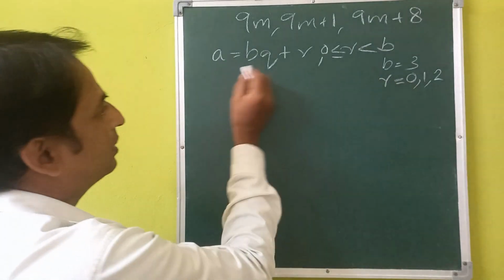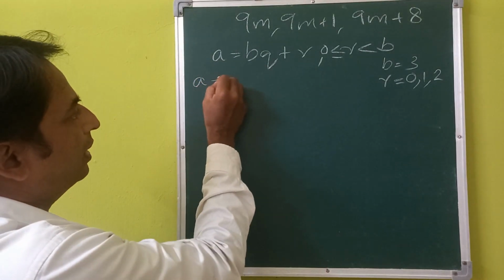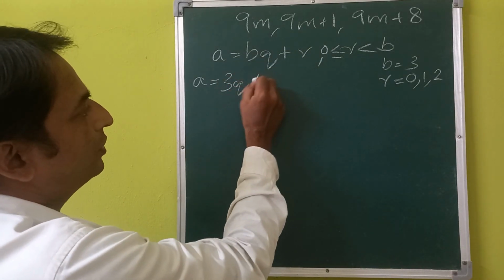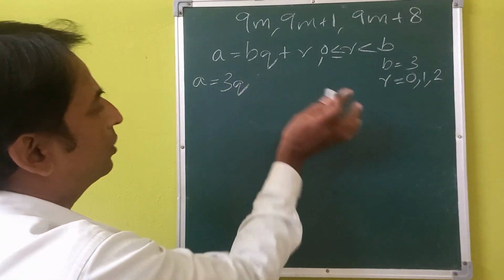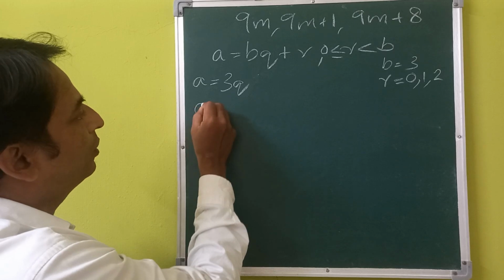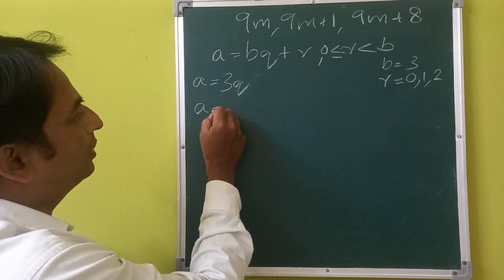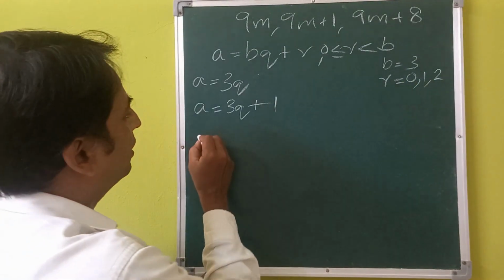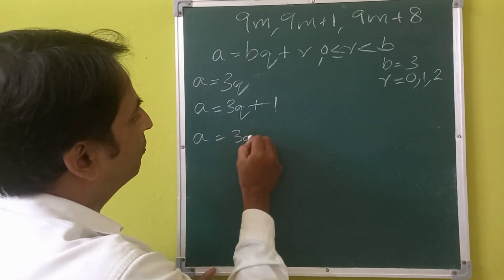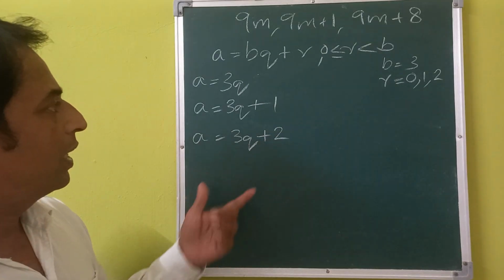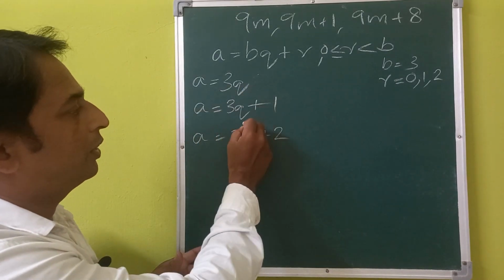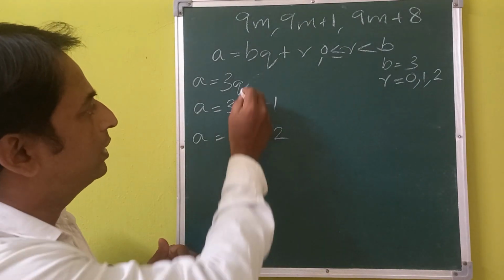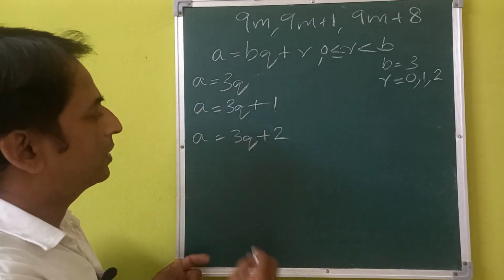So if we apply this, we can write a is equal to 3q plus 0, which will be 0 itself. So let us write a is equal to 3q, a is equal to 3q plus 1 and a is equal to 3q plus 2. We can express a as 3q, 3q plus 1 or 3q plus 2. Now we need to cube each of these expressions.